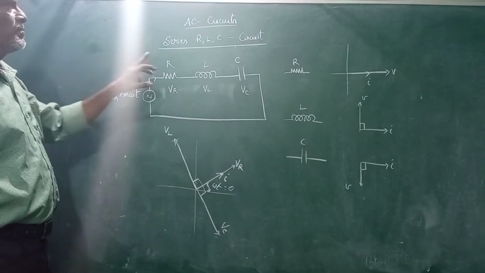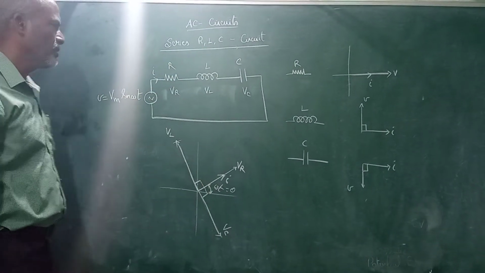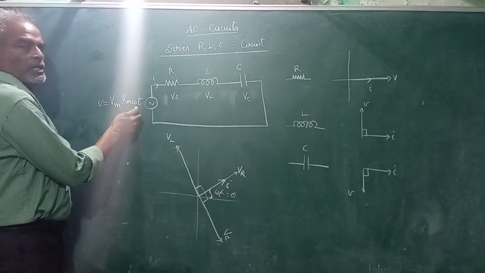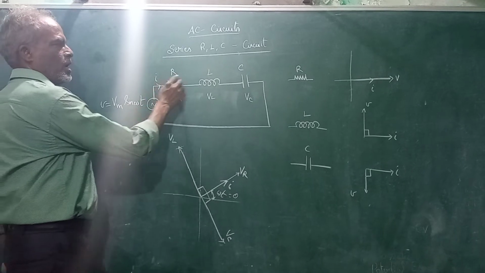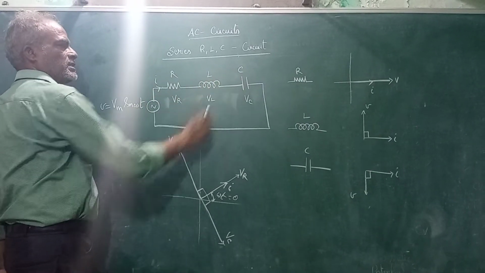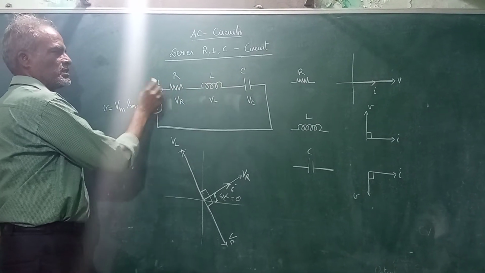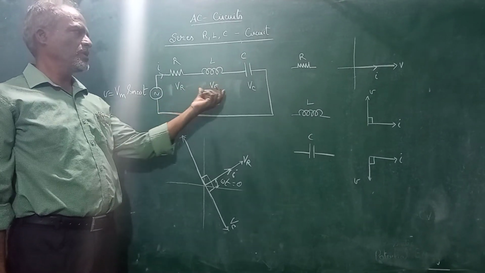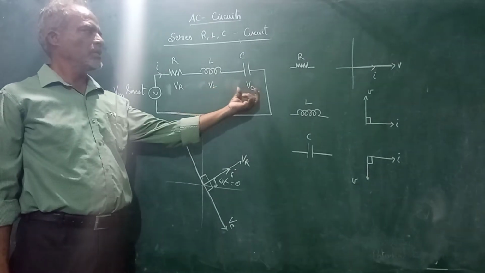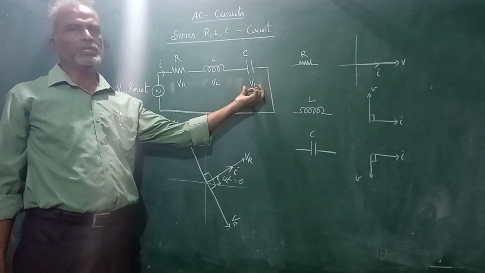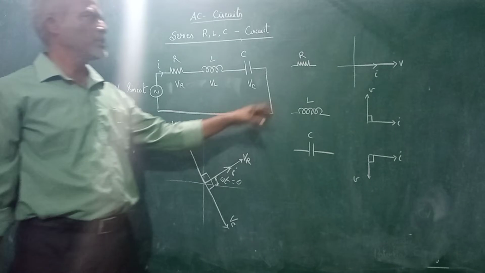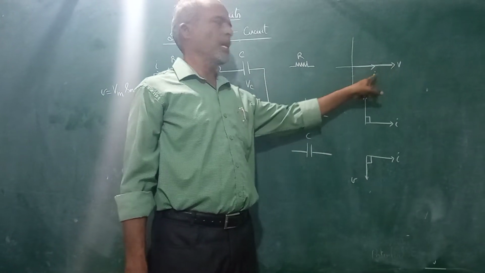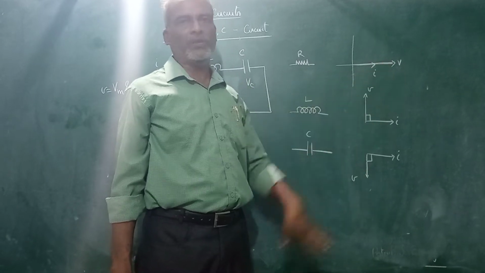AC circuits, series RLC circuit. The supply voltage is V equal to Vm sin omega t. An AC supply with R, L and C connected in series. The current through the series RLC circuit is I. The voltage drop across R is VR, the voltage drop across L is VL, and the voltage drop across capacitance is VC. Now we all know that in a resistor, the voltage and current both are in phase.